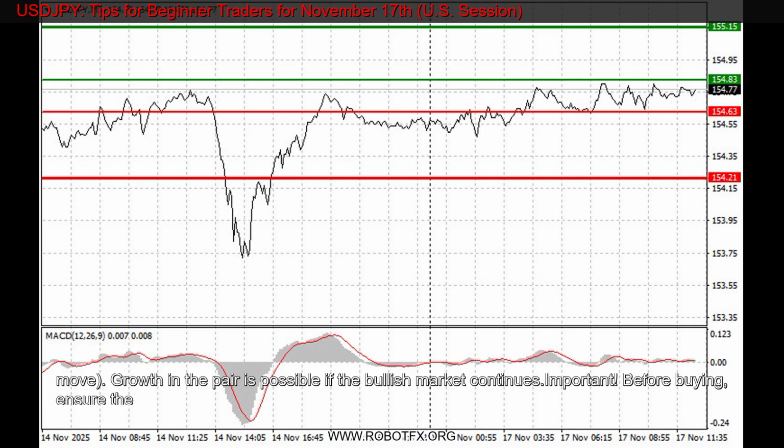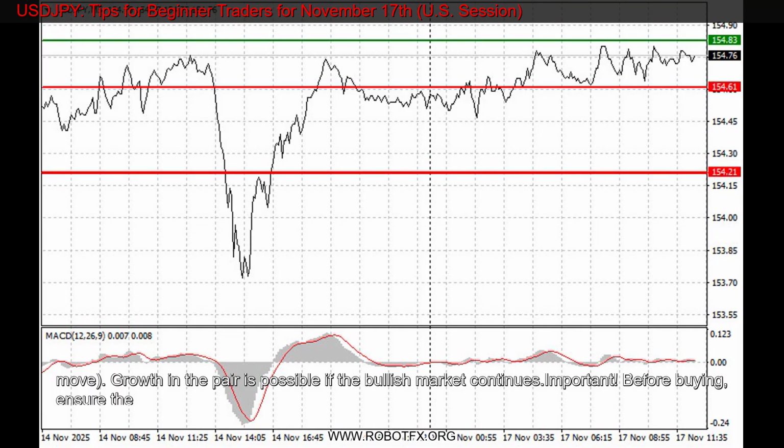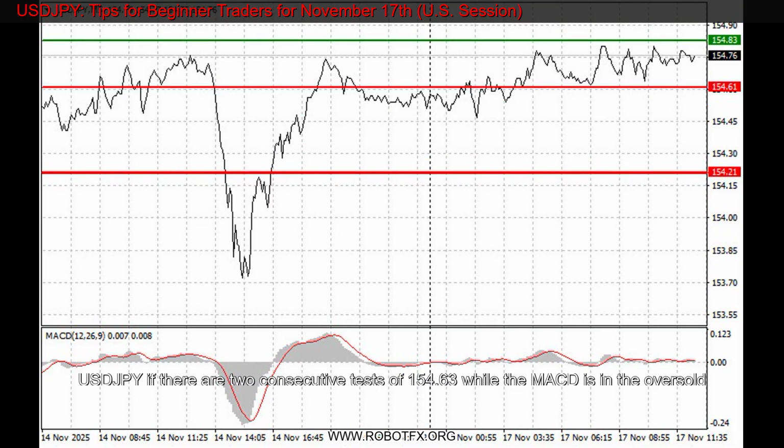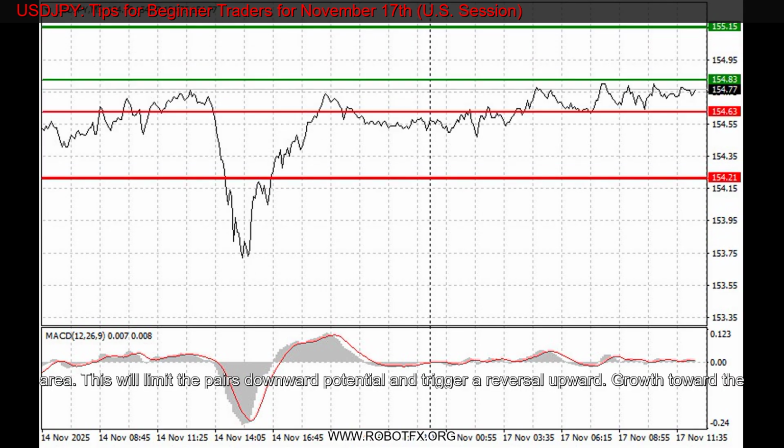Scenario 2: I also plan to buy USDJPY if there are two consecutive tests of 154.63 while the MACD is in the oversold area. This will limit the pair's downward potential and trigger a reversal upward. Growth toward the opposing levels 154.83 and 155.15 can be expected.